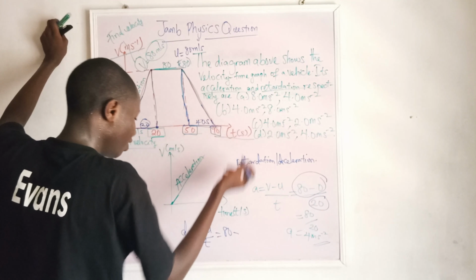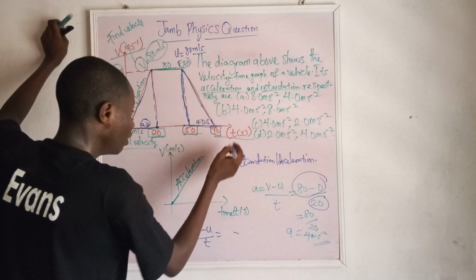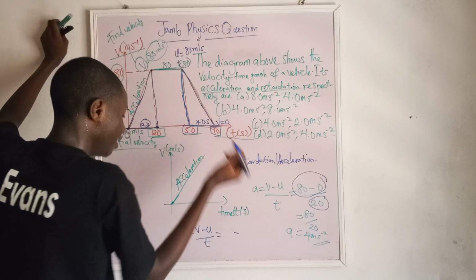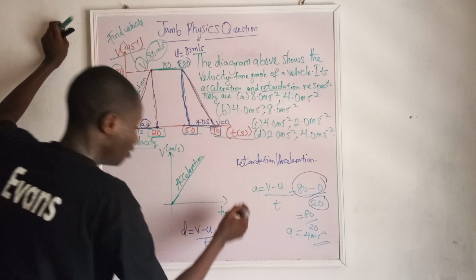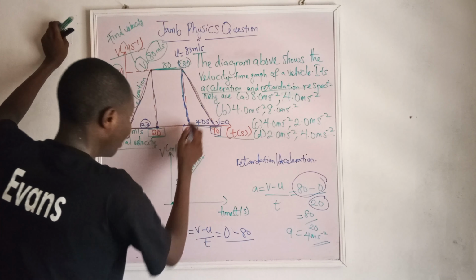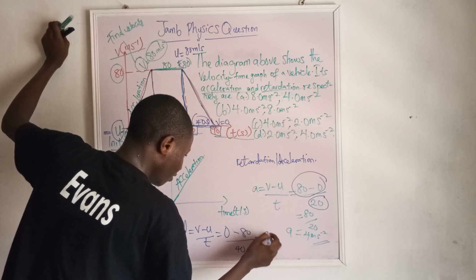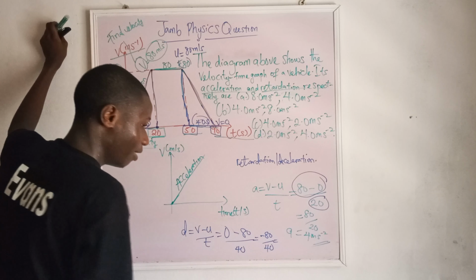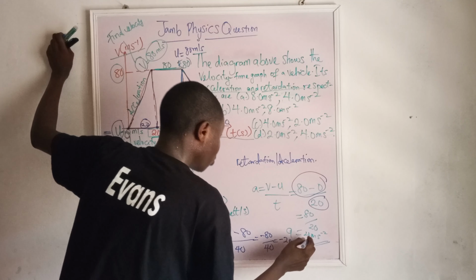Do you get? Sorry, I've made a mistake here. Your initial velocity here is 80. Your final velocity here becomes 0. So 0 minus 80. So what's your time? I said it to be 40. So what do we have? Minus 80 over 40. 80 divided by 40. So that will be minus 2 meter per second squared.